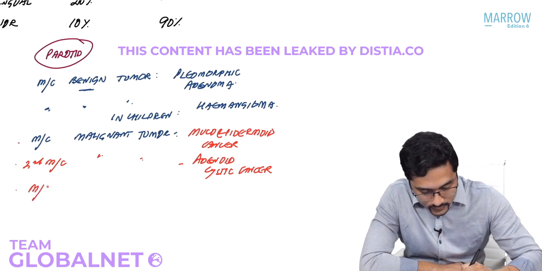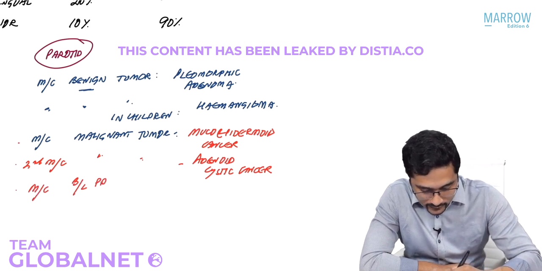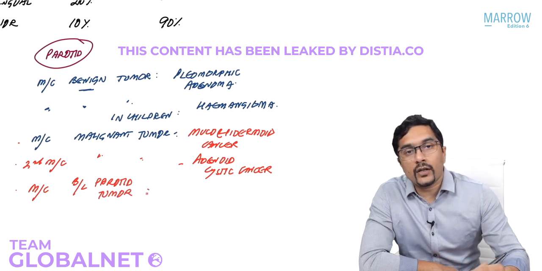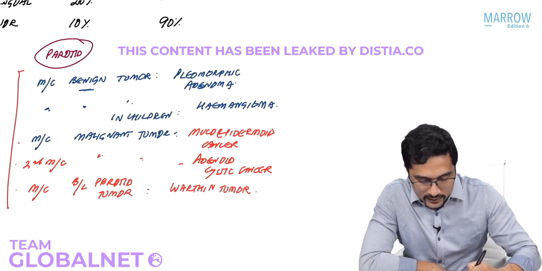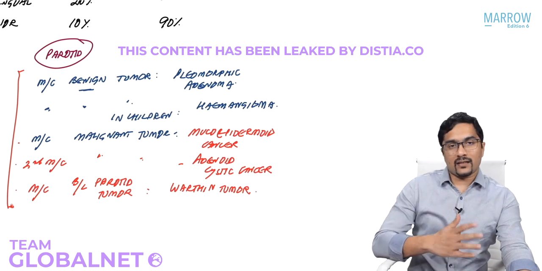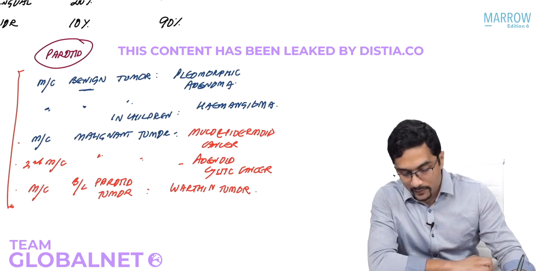And what is the most common bilateral parotid tumor? The most common bilateral parotid tumor is Warthin's tumor. So these are just one-liners. Let's talk about these tumors in detail. These one-liners are frequently asked in the exam, so you should remember them.